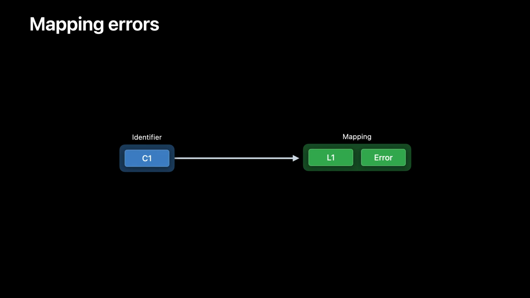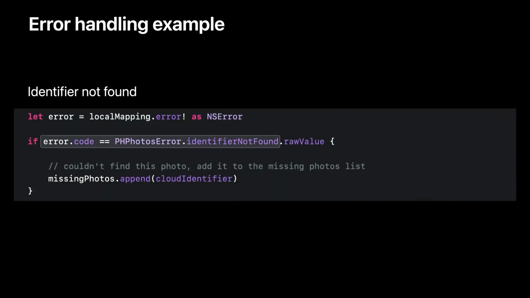There are two kinds of errors you should handle when looking up identifier mappings. If the photo library isn't able to resolve an identifier mapping because the underlying record isn't present or the app doesn't have access to it, the mapping object returned by the API will contain the identifier not found error. Here you can see how we're getting the error code from the local identifier mapping object if the identifier isn't set. For an identifier not found error, it makes sense to keep track of the unresolved cloud identifier so we can put a placeholder in the UI to indicate the photo couldn't be found on this device.